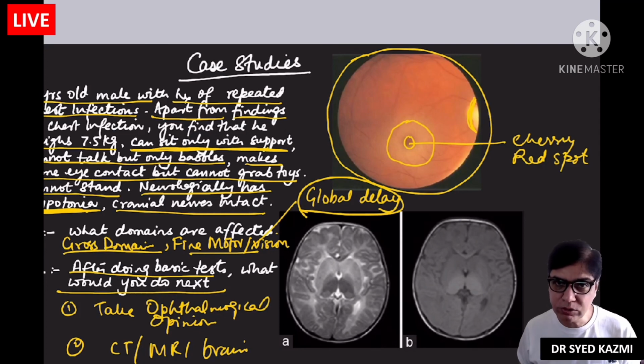So obviously, there are a few diseases in which you get cherry red spots. So at least your differentials are narrowed down. Now, the next step is you do a CT or MRI. These are the MRI images, T2 and T1 weighted images.